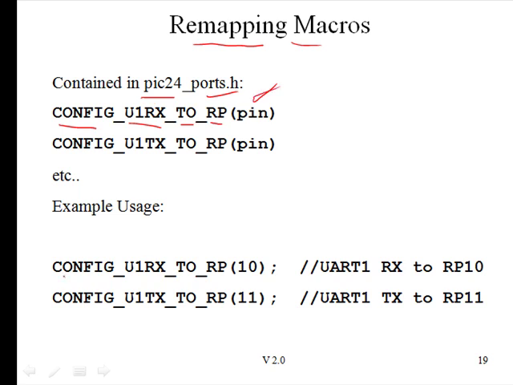For example, config U1RX to RP10 will take this input. This is the input for the serial UART module. It takes this internal input and maps it to pin RP10. This is the internal output for the same UART module. This is going to map it to remappable pin RP11.